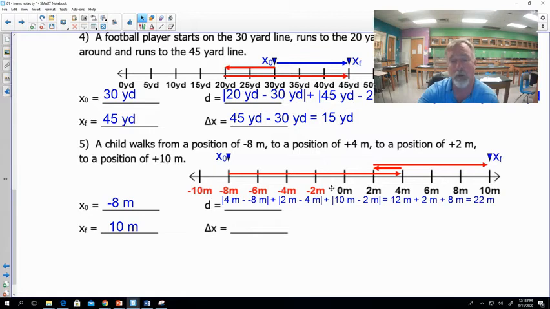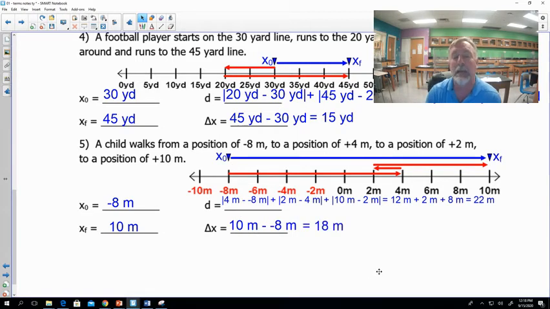Displacement, though, again, we got multiple legs, so chances are it's not going to be the same value. Let's highlight our displacement. Our displacement only depends on the initial position and the final position. Doesn't matter how we got there. So what's our calculation here? Final position was 10 meters. Initial position was -8, so we're going to subtract them. What do we get here? We get 18 meters.